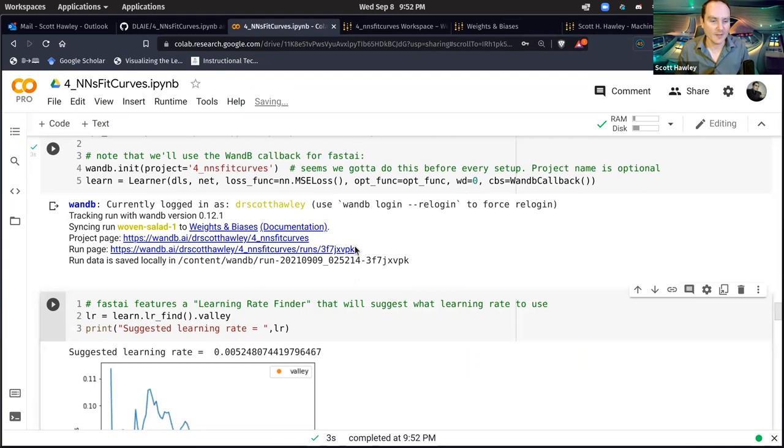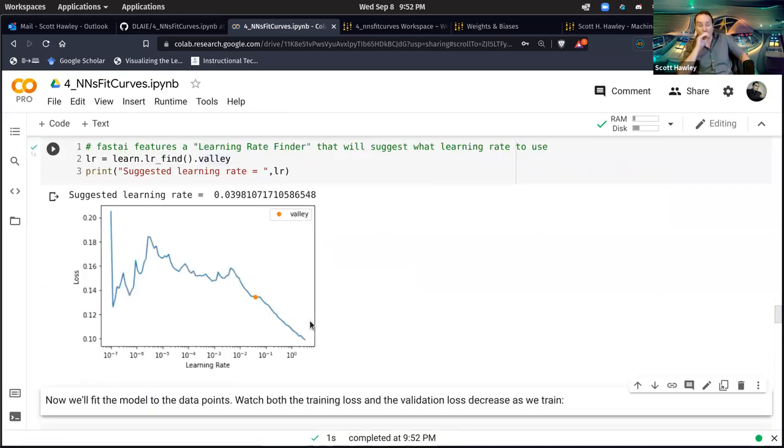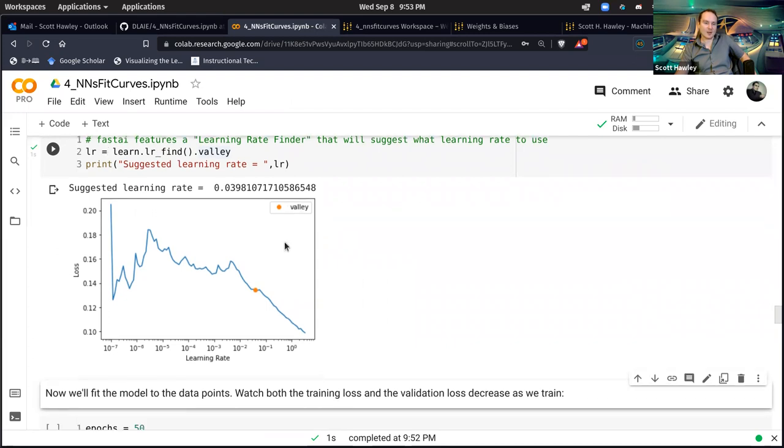Now we're going to use the fast.ai learning rate finder, which is lr_find, and the actual number is called valley for some reason. So we're going to grab that number. The way the learning rate finder works is pretty interesting. You can read about it, we're not going to go into it right now. We could have just guessed a number, like 0.01 or something, but we're going to use this number. That's the number we're going to store in that variable.